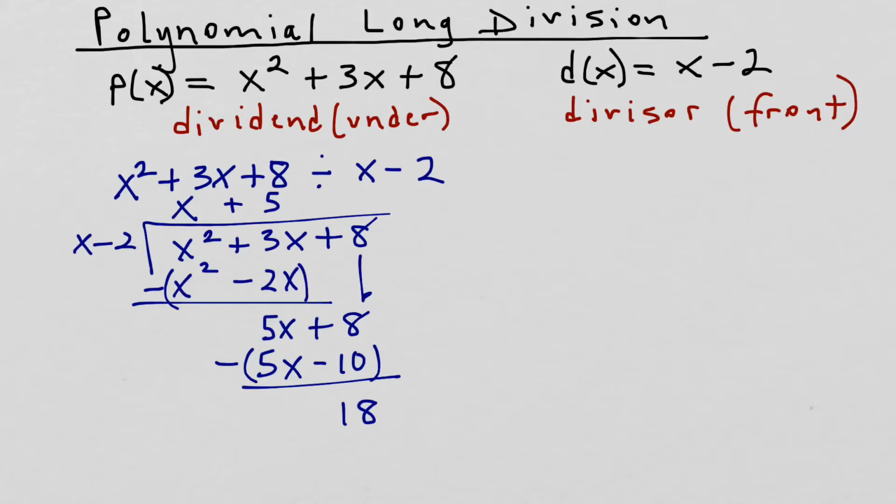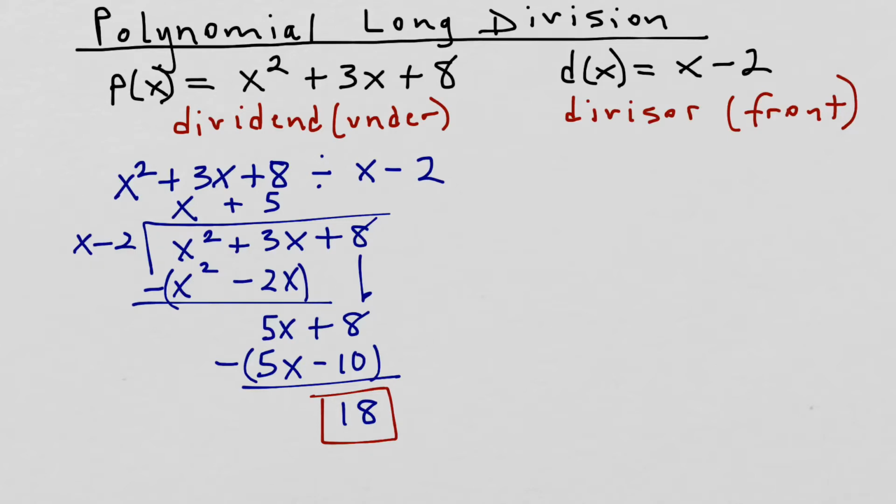Okay, now you check to see if you're done. The degree of 18 is 0. The degree of x minus 2 is 1. This degree 0 is less than this degree 1. When that happens, then this is your remainder. So our remainder is down here, 18.